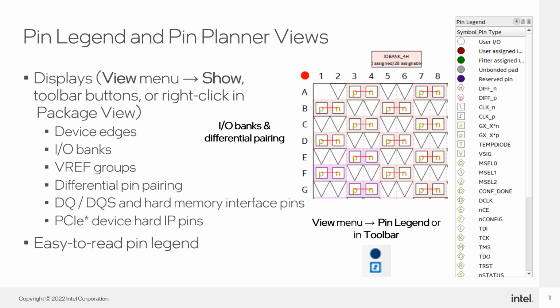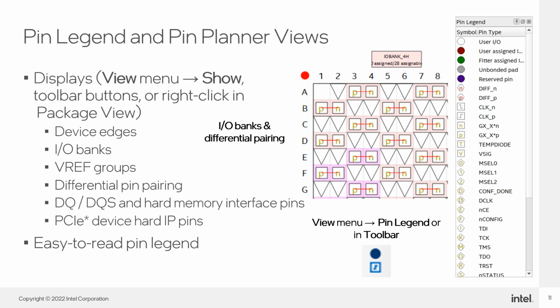The positive and negative pins of the pair are joined together by small red lines, as shown here. For DDR type interfaces, you can view the package by DQ/DQS banks, as we'll see next. Other views listed here may be available depending on the hardware resources available in the selected device.